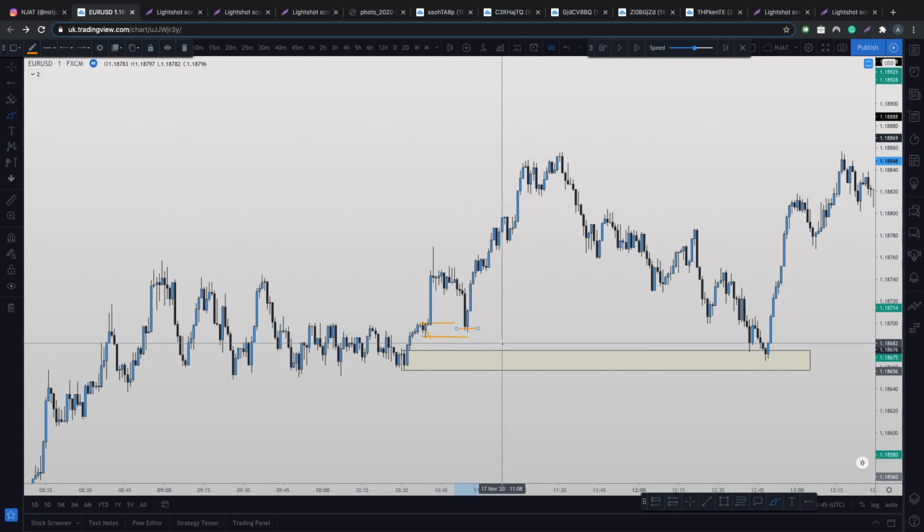Why? Because look, we have a reaction. So this should definitely be something that's marked up. This here should be marked up. Why? Because we can see that this low did not go on to create anything. It didn't break any significant structure. So now we know this high is liquidity. It's worth marking up. Sideways price delivery, worth marking up.